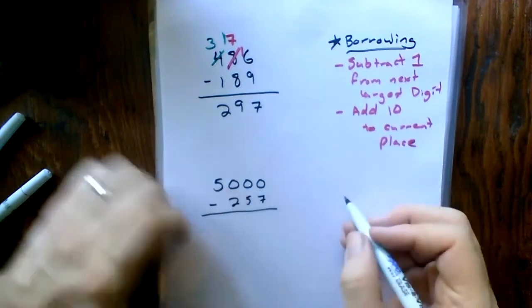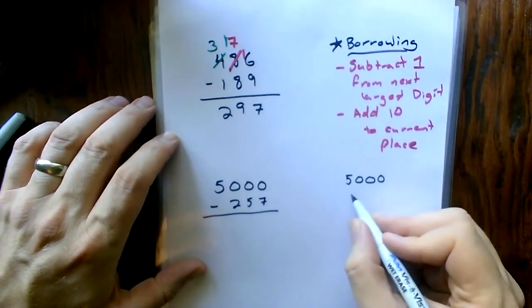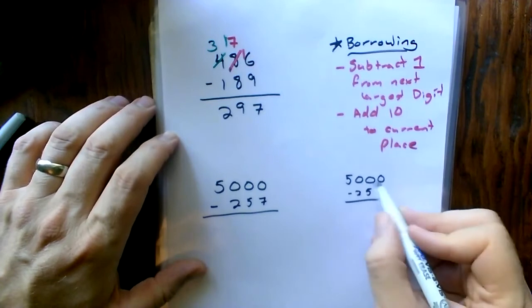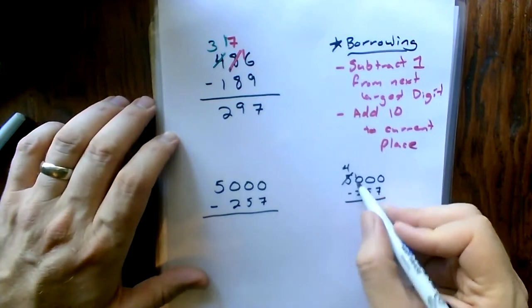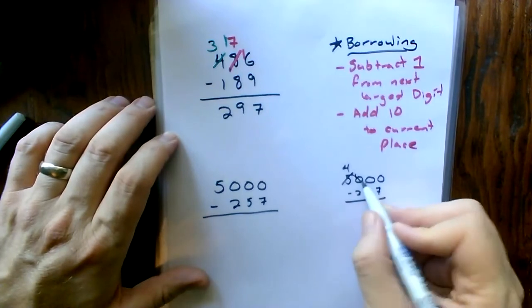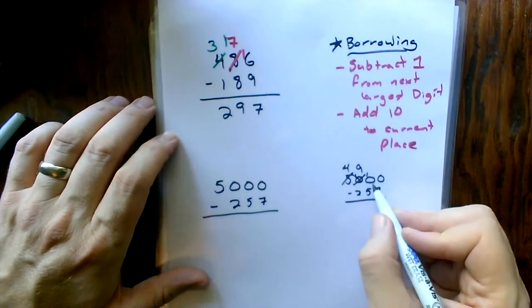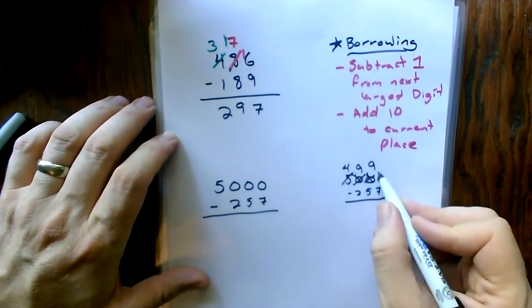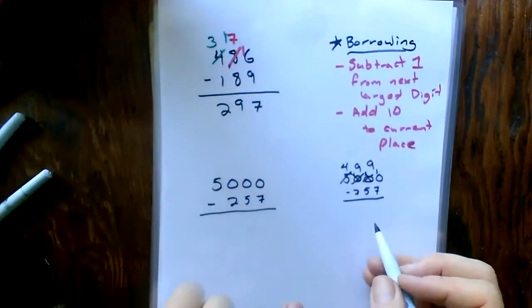Now, in one schema, we could say, okay, that's going to be 5,000 minus 257. And I would borrow 1 from this. That makes that a 4. That makes this a 10. And then I immediately turn around and borrow a 1 from that, making that a 9. That makes this a 10. I borrow 1 from that. That makes a 9, and that makes this a 10. But there's an easier way of doing it.